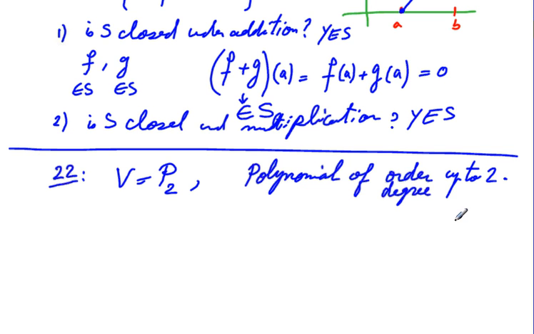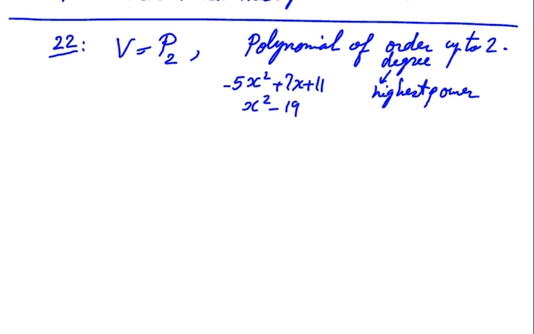What is the degree of a polynomial? It's the highest power. Give me an example of some members of P2. 5x squared plus 7x plus 11. This is a member. So is x squared minus 19. But we say up to 2.